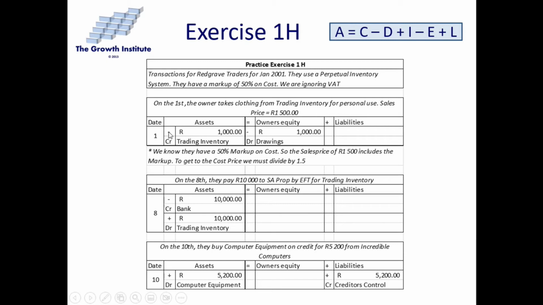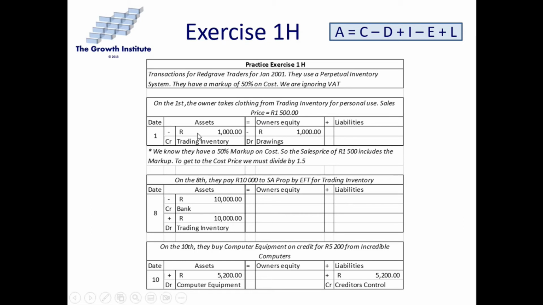So here's the transaction. It says on the first. And what we must now do is show the effect of these transactions on the accounting equation. So it says on the first, the owner takes clothing from trading inventory for personal use. And the sales price of the clothing is 1,500.